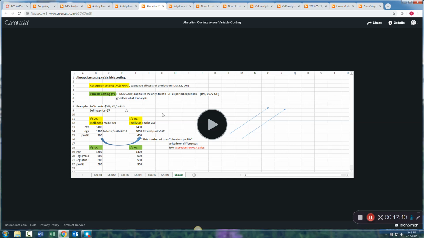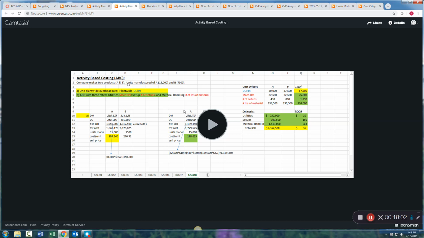absorption costing. So to avoid those distortions, we simply use variable costing for internal purposes, so that every time we change production levels or estimate different levels of production, we do not get a distortion in profitability from the fixed overhead costs.